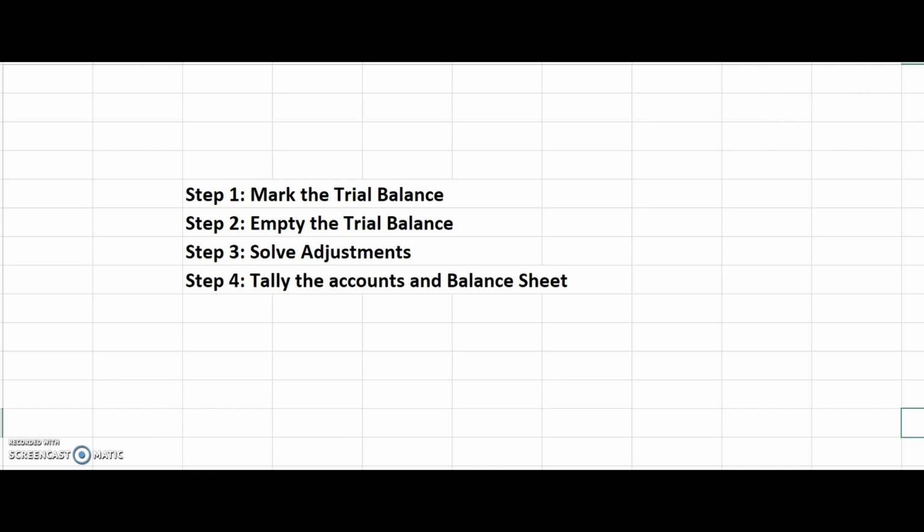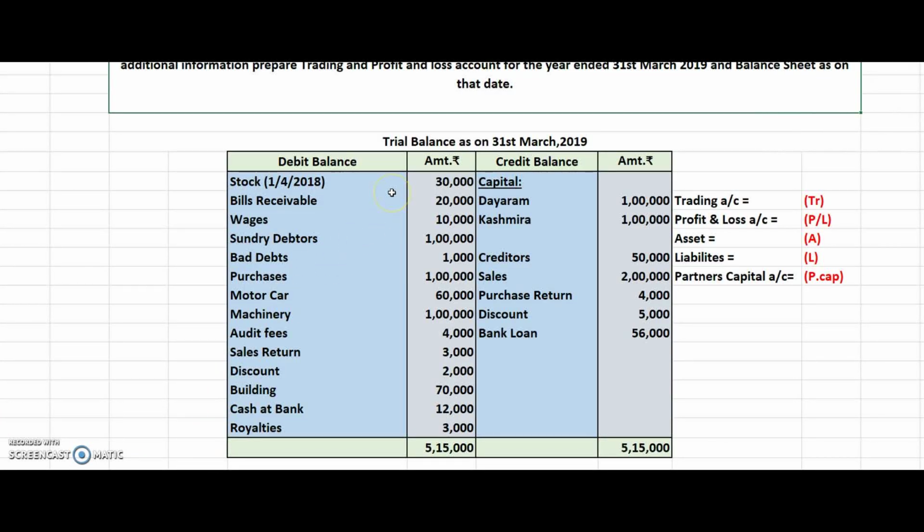Let us get started. So the trial balance has 2 sides, debit and credit side. By markings, what do I mean? Certain items will go to trading account. Some of them will go to profit and loss account. Some of them are assets, liabilities, and the new account that we are learning, some of them will go to partners capital account.